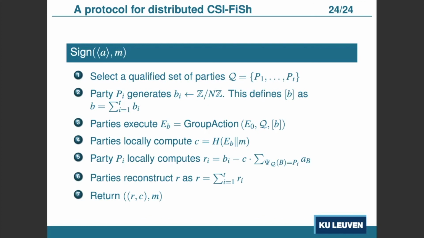So then each player again will compute an integer Ri using his share of B and the shares of the secret key. And this again will produce a full threshold sharing of an integer R, which is then reconstructed in the next step. And then the integer R and the hash value C are returned as signature on the message M.